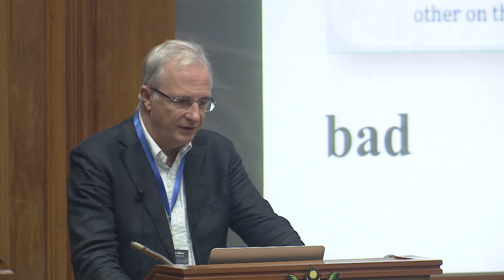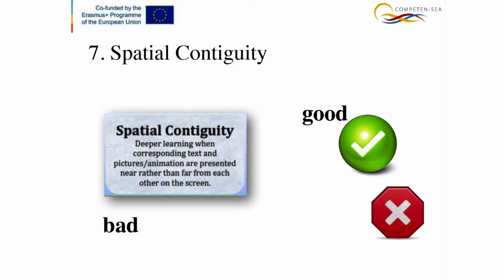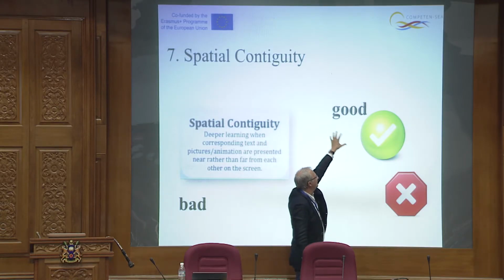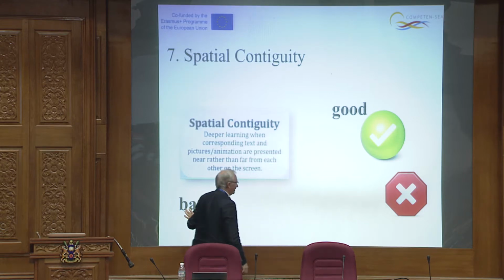Spatial contiguity: deeper learning happens when corresponding text and pictures are presented near rather than far from each other. So this is an example. If it's near, it's better than if the same content is separated.